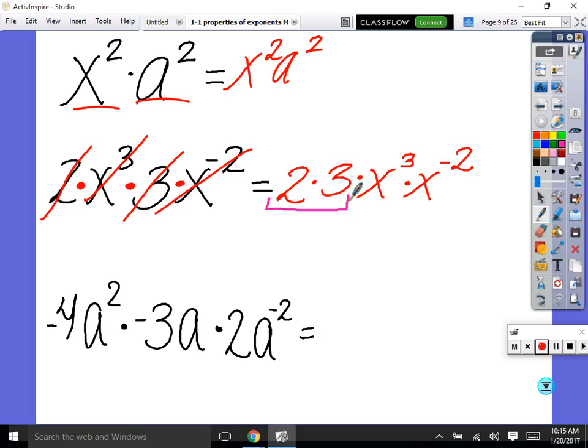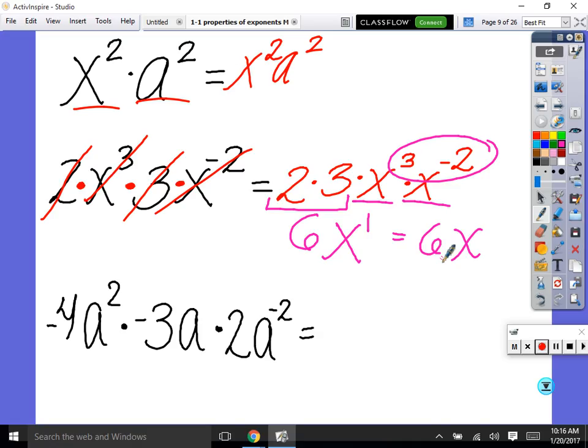Now let me show you what I see students do. They say, when you multiply, you add. Well, no, numbers, guys, we're multiplying numbers. Multiplication didn't all of a sudden magically become addition. So 2 times 3 is 6. Do not add those, right? 2 times 3 is 6. That rule does not work for multiplication. It does, however, work when you multiply the same base: you add your exponents. So that would be 3 plus negative 2, which is 1. Now we don't have to write that 1, so 6x would be our final answer.